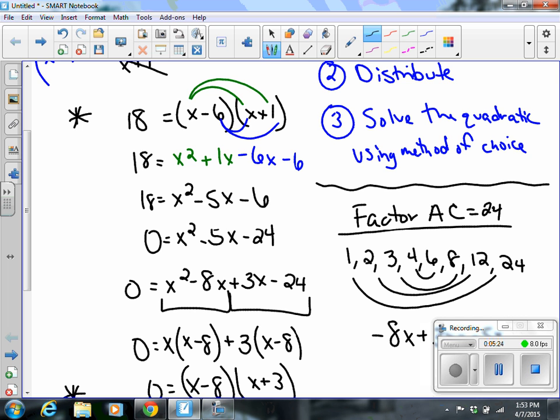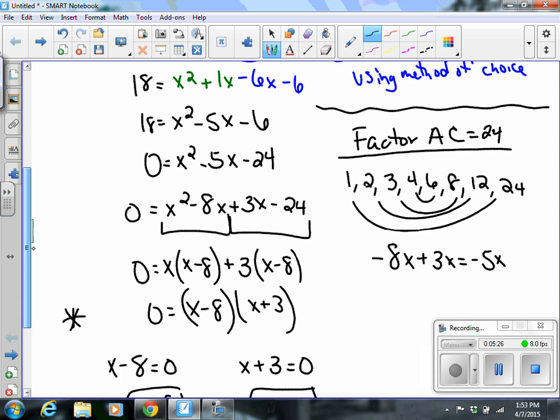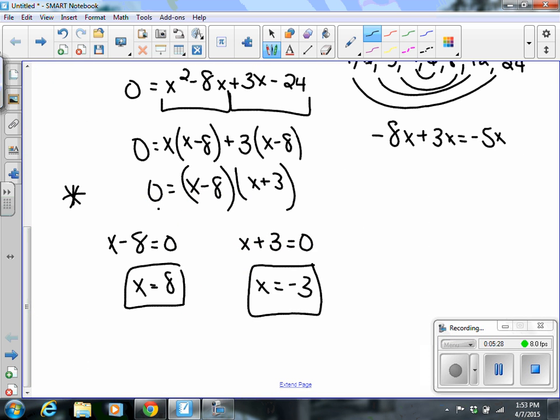Why didn't it work? It didn't work because when we're solving our quadratics, we need it to equal that big 0 there. So don't think that just because you have it factored, you're done, because you're actually not. You need it to equal 0.